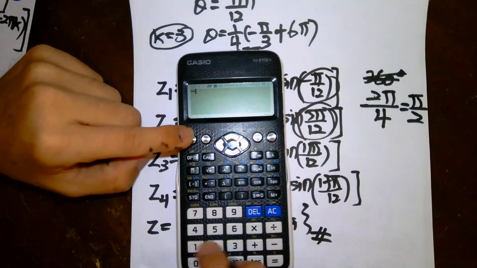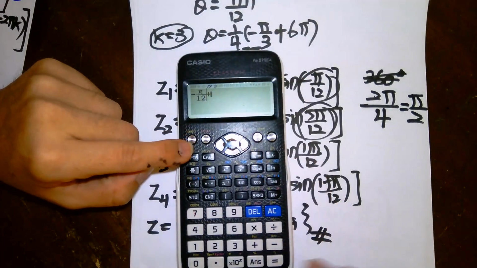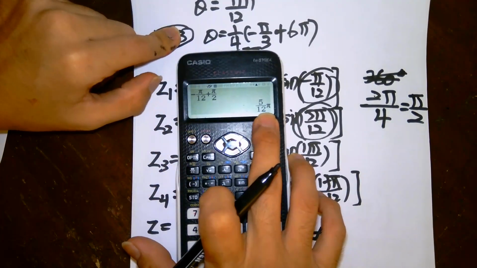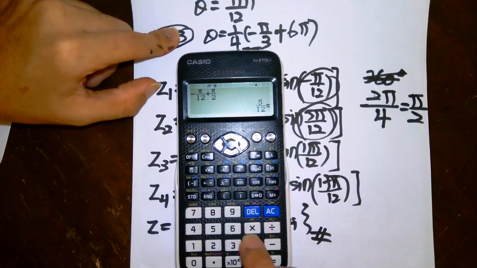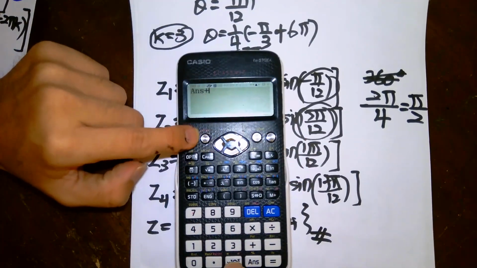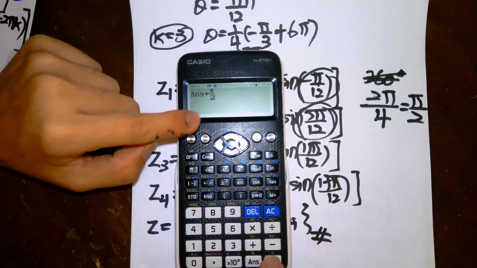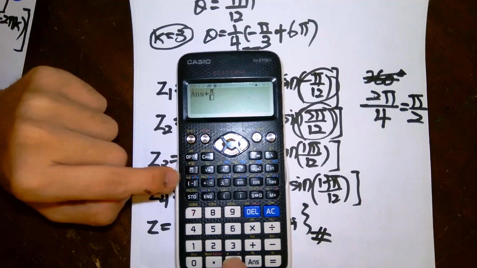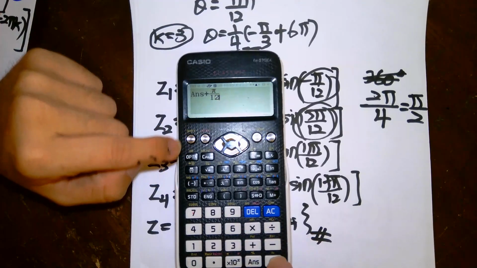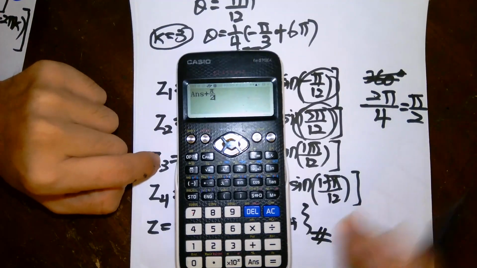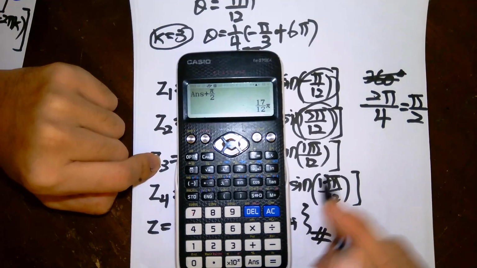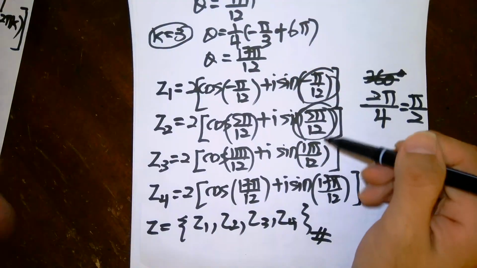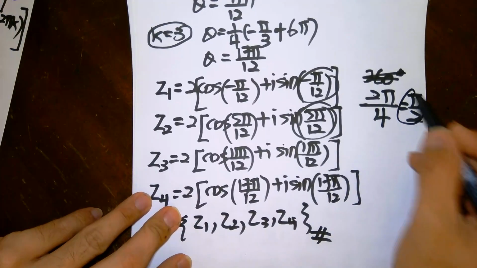You can take negative pi over 12 plus pi over 2, a shift of pi over 2. You are getting 5 pi over 12. Right? Now you add 5 pi over 12 again with a shift of pi over 2. So you are getting 11 pi over 12. Right? And you add again pi over 2. You are getting 17 pi over 12. So this also tells you that the difference between these arguments will always be pi over 2.